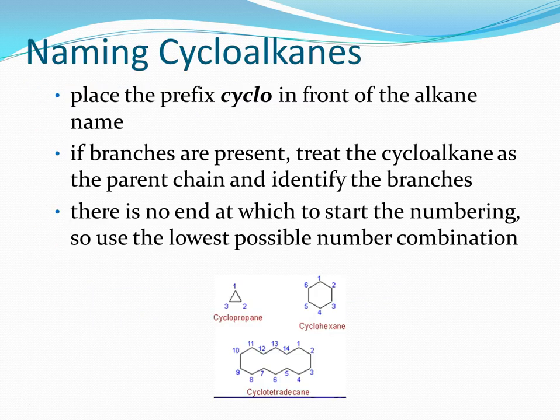In naming cycloalkanes, we simply add cyclo in front of the alkane name. If there are branches, you can number the carbon atoms on the parent ring and identify the branches and numbers of the carbons that they are attached to. Because a circle has no end, choose your numbering so the branches have the lowest possible numbers.